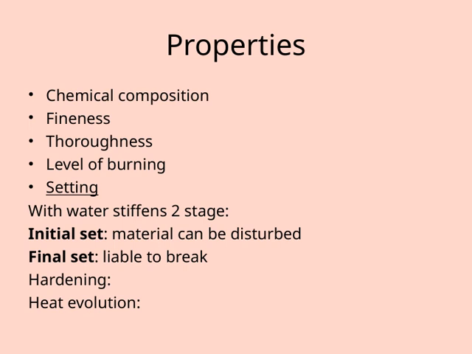When water is added, cement undergoes a 2-stage stiffening process. The initial set is when the material begins to harden but can still be disturbed without damage. The final set occurs when it becomes more rigid and is liable to break if disturbed. Hardening is the process of gaining strength over time.